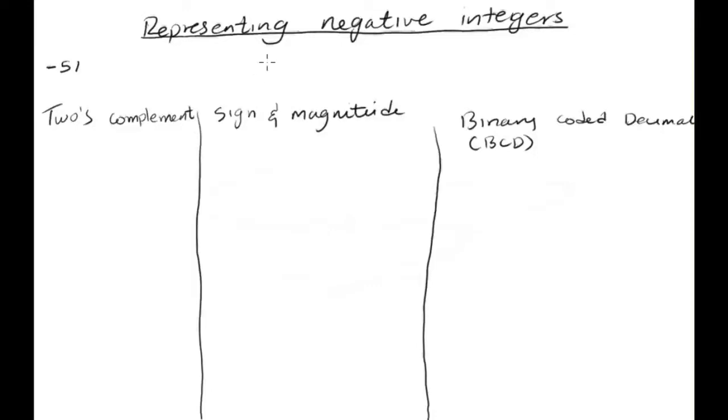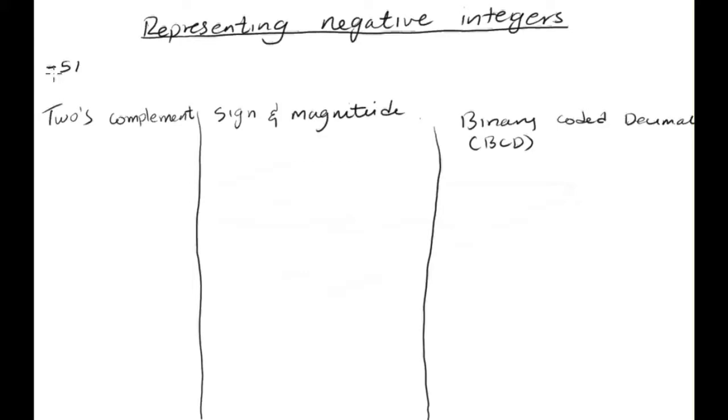Today we will learn how to represent negative integers in binary. Now the three main ways that you are required to learn. The first is 2's complement, then sign and magnitude, and then BCD, which stands for binary coded decimal. Now 2's complement, you can only represent negative integers. But with sign and magnitude and BCD, you can represent both positive and negative integers.